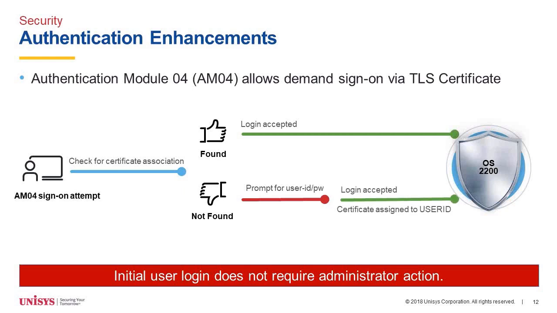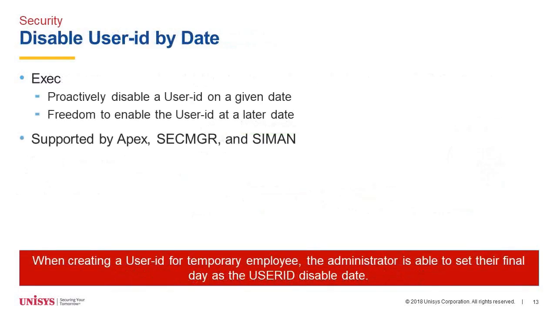Another client need which Release 18 addresses is the need to easily deal with OS 2200 access for temporary employees. To ensure that users only have access to systems for the time period which is appropriate for their work, Release 18 introduces a new security feature designed to empower the administrator to tightly control system access.